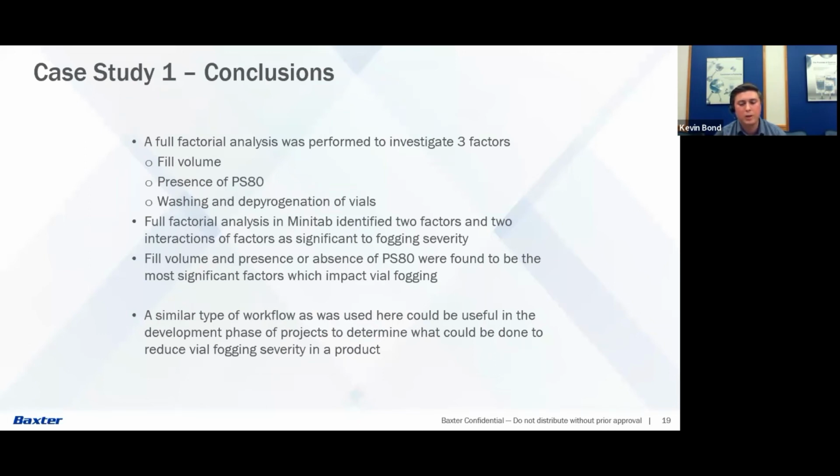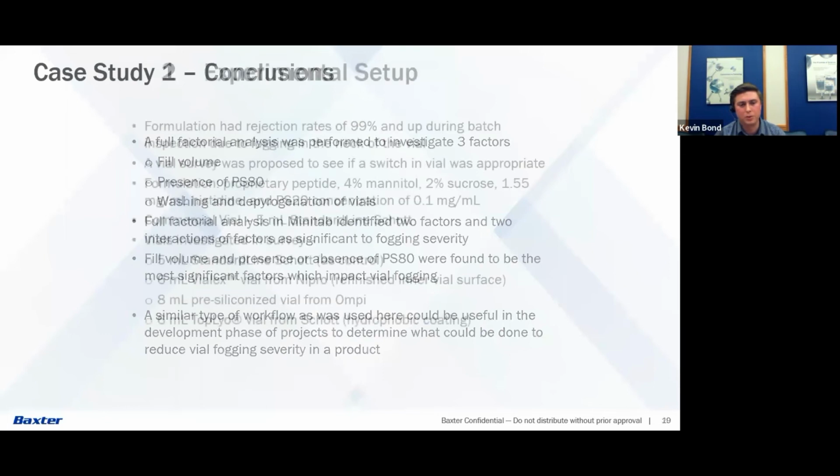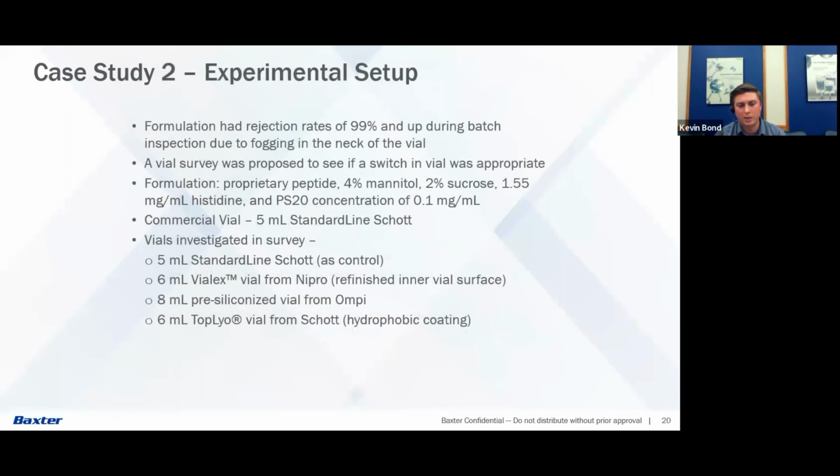So it would reason that similar types of experimental designs could be useful during the formulation and primary container selection process of development programs, just to help reduce the risk of vial fogging and later rejection due to vial fogging in commercial programs. So that brings us to our second case study.